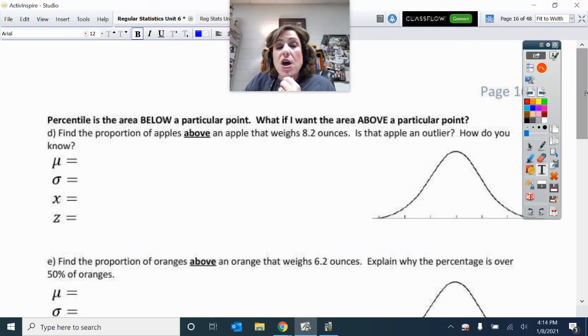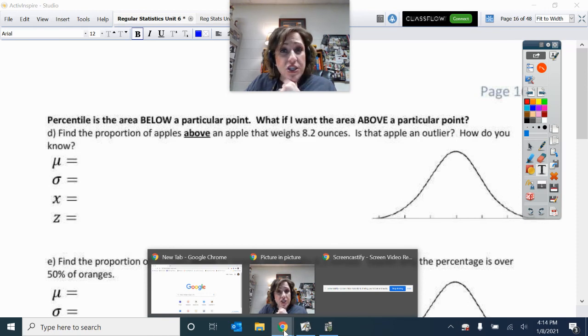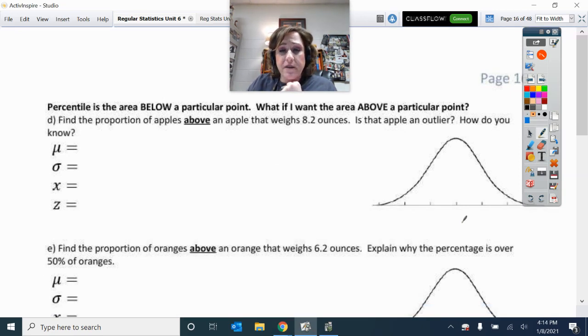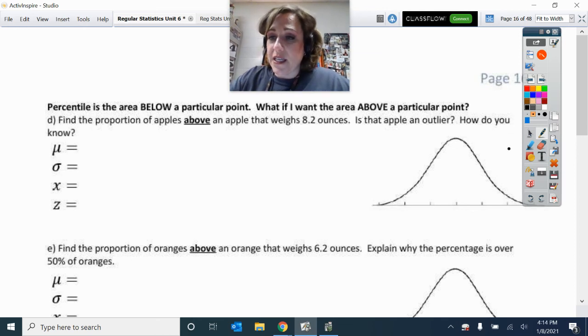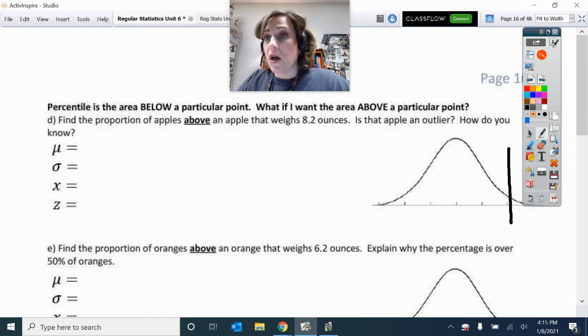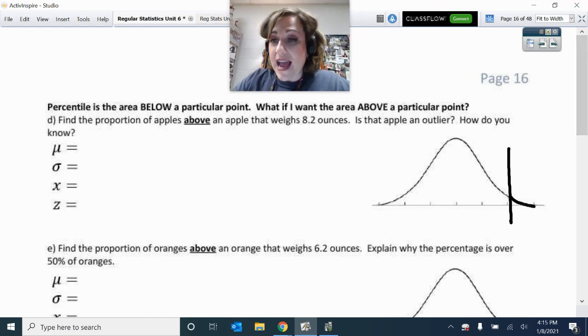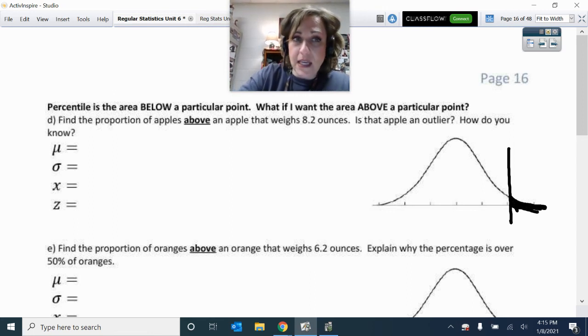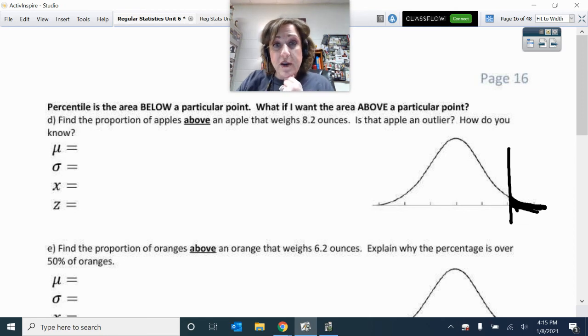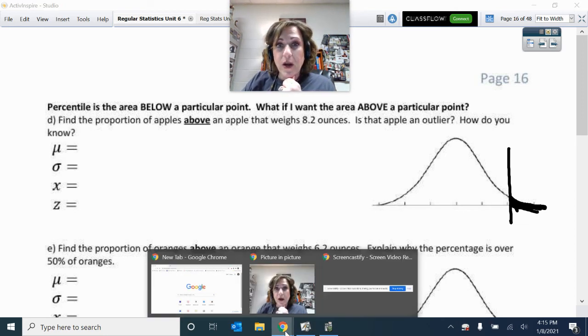Okay, but what do you think we need to do? In fact, I think I'm going to stop the video right there because we've been going long enough. But what I want you to do is ponder and think about what you think would happen if I need to go above a particular point. What if I need to go from an apple that weighs 8.2 and then I need to go the area above? How do you think I could compute this? So I want you to do some math here, and then I'll come on to the next video and we'll see how you did. All right, good luck to you.